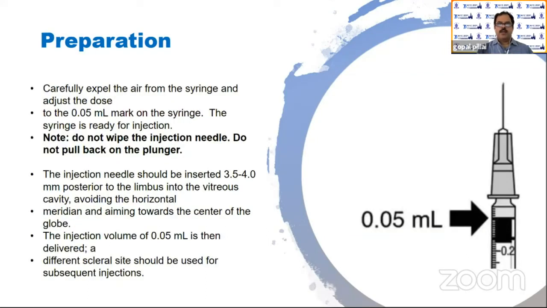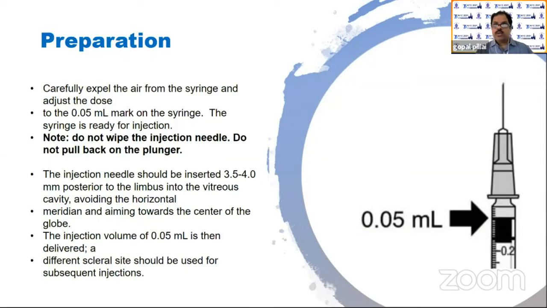And then, don't wipe, and the needle should never touch anywhere. The only place the needle should touch is the conjunctiva and sclera. So we use about 3.5 or 4 millimeters from the limbus. You can use calipers to measure that, and then inject towards the center of the globe and slowly inject. 0.05 ml of the syringe needs to be injected.